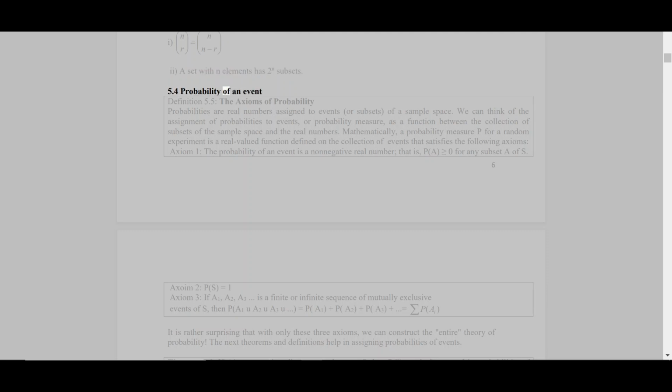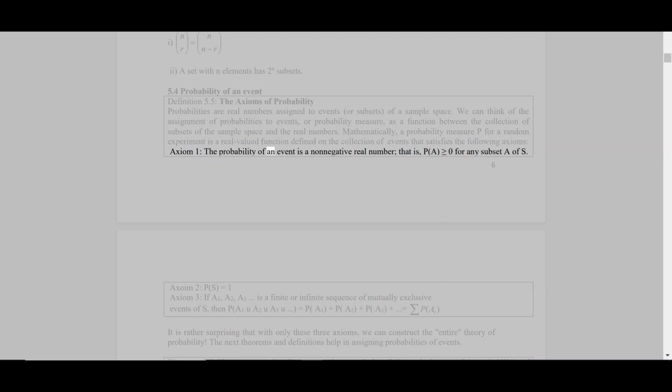5.4 Probability of an event. Definition 5.5, the axioms of probability. Probabilities are real numbers assigned to events, or subsets, of a sample space. We can think of the assignment of probabilities to events, or probability measure, as a function between the collection of subsets of the sample space and the real numbers. Mathematically, a probability measure P for a random experiment is a real-valued function defined on the collection of events that satisfies the following axioms.